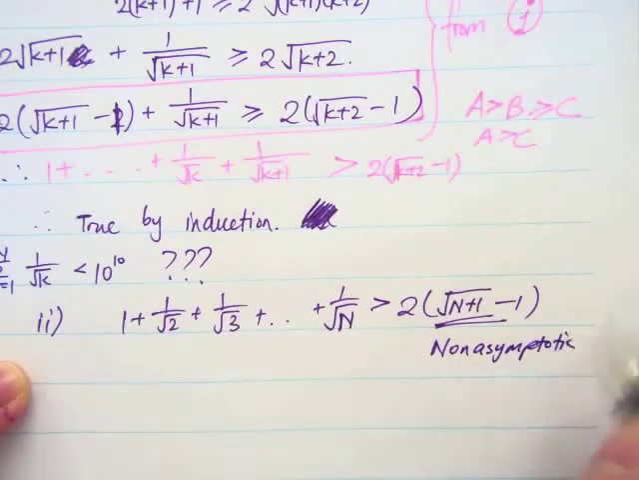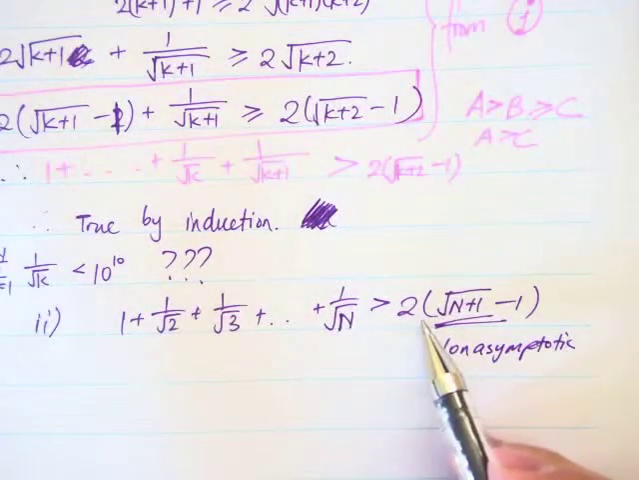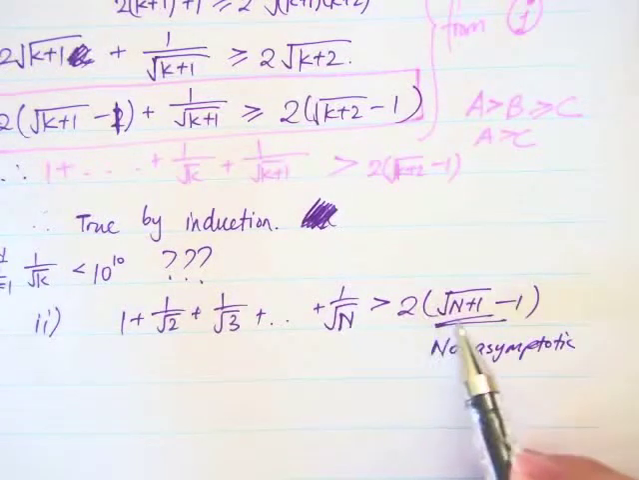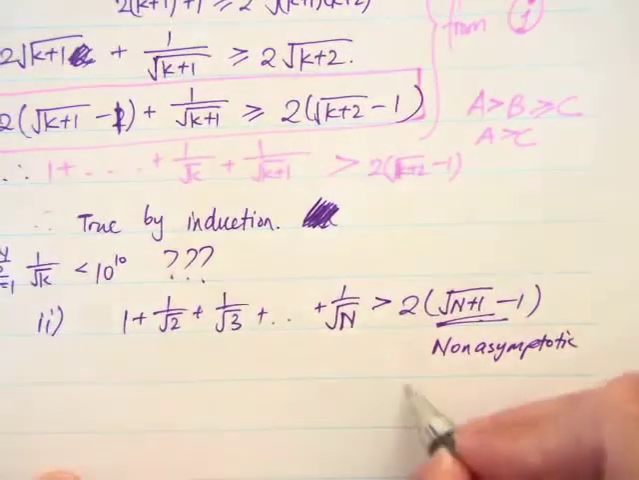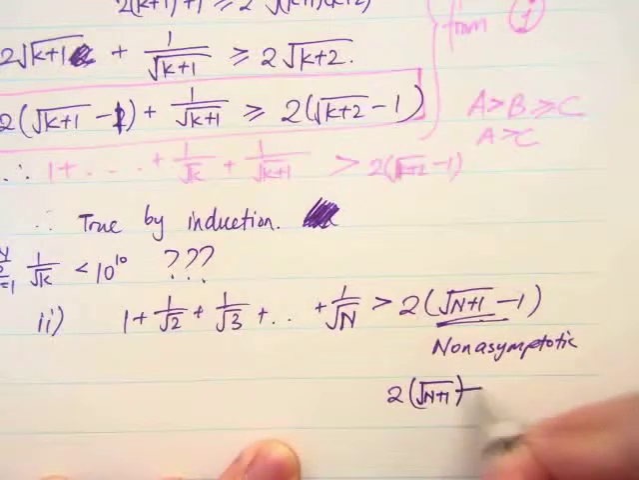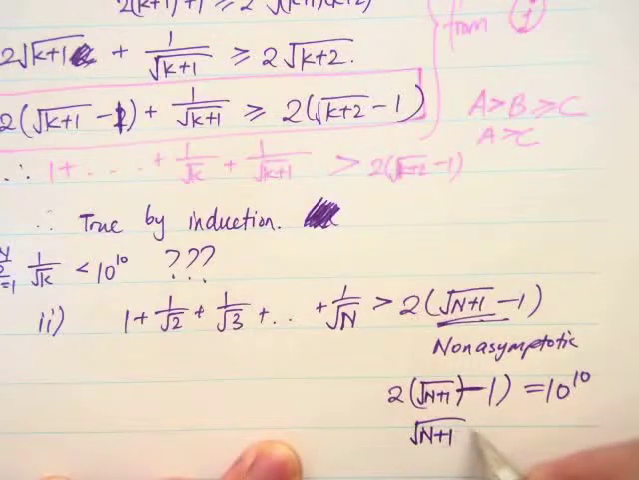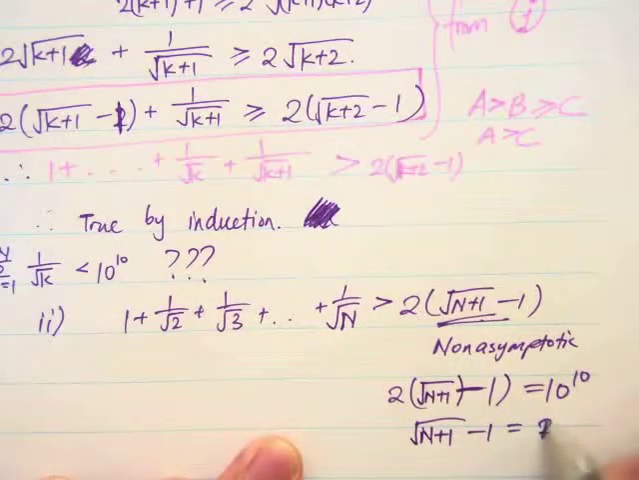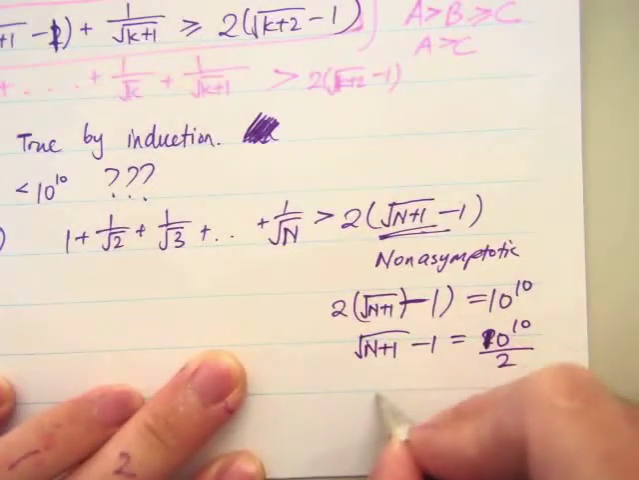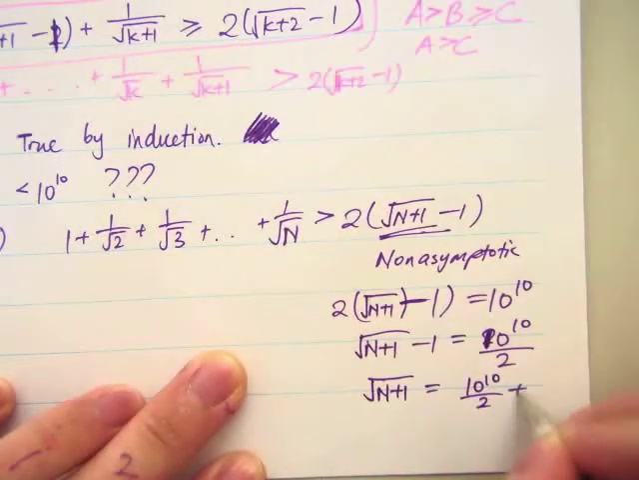And the significance of that is that no matter what number you pick, any large number, there is a value of n that will make this function greater than that number. Don't believe me? Let's pick this thing, minus 1, and make this equal to 10 to the power of 10. So, square root of n plus 1 minus 1 equals 10 to the power of 10 divided by 2. And we're going to add 1 to both sides. So, root of n plus 1 is equal to 10 to the power of 10 divided by 2, plus 1.